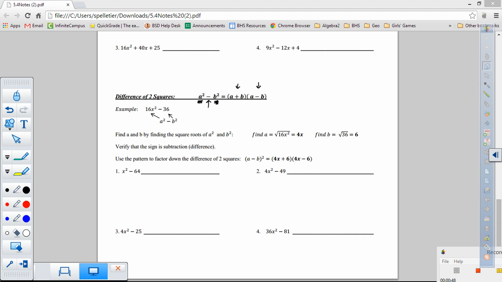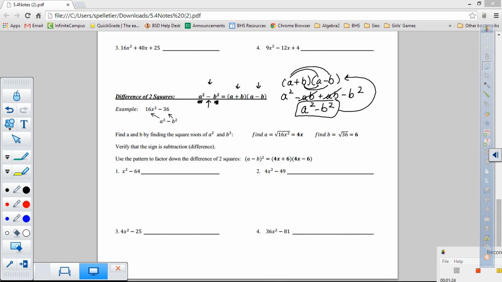The reason for that is when you FOIL these two out, you need that middle term to cancel. No middle term there. It's missing. So if I prove that to you, a plus b times a minus b, if I FOIL, I get a squared, then I get negative ab, then I get positive ab, and then I get negative b squared. Every single time, if one term is positive and one term is negative, those middle terms are going to cancel. We get a squared minus b squared. So whenever we have the difference of two squares, we can always factor it down to a plus b times a minus b, and we don't have to really think about it.